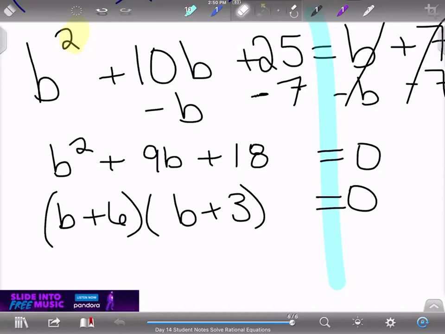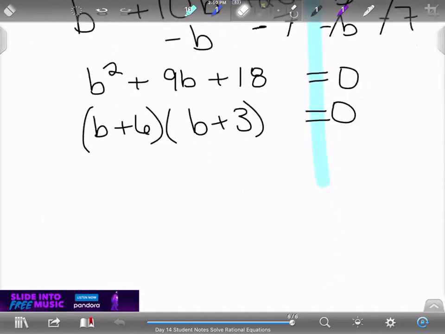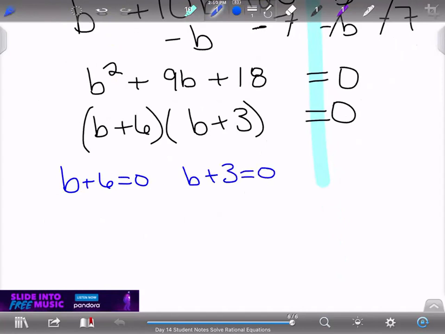Then we're going to take these two factors and we're going to set them both equal to 0. So b plus 6 equals 0, excuse me, b plus 6. B plus 3 equals 0. And then we're going to solve them both for b. So b is going to equal negative 6. B is going to equal negative 3.